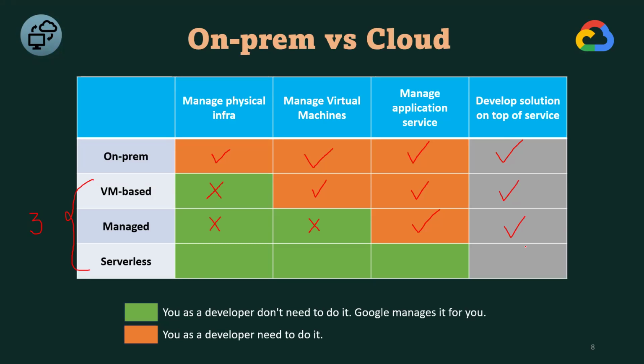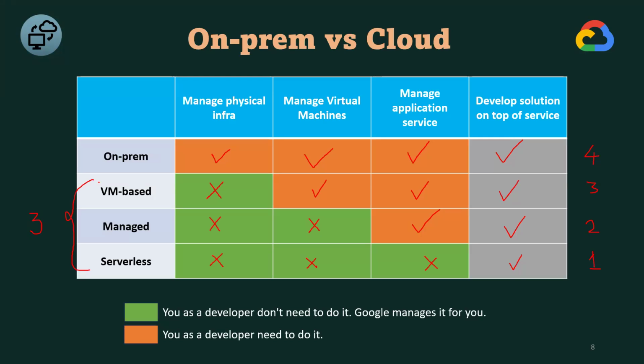And when you go to serverless, you don't need to worry about this one, this one, this one. You have to just focus on the development of the solution. See here, you are maintaining four things here. Three, two, only one. When you are moving from on-premises to serverless, your focus on the infrastructure keeps on decreasing. Your focus on developing a solution, or on the development, keeps on increasing.